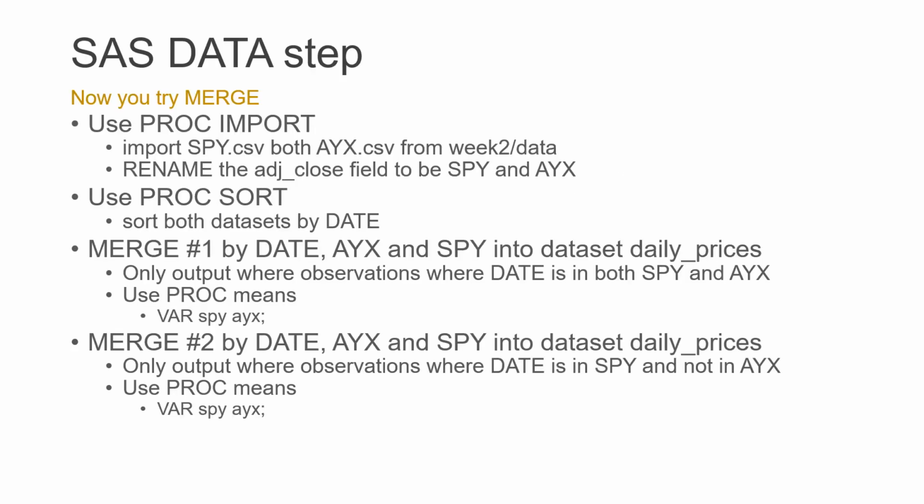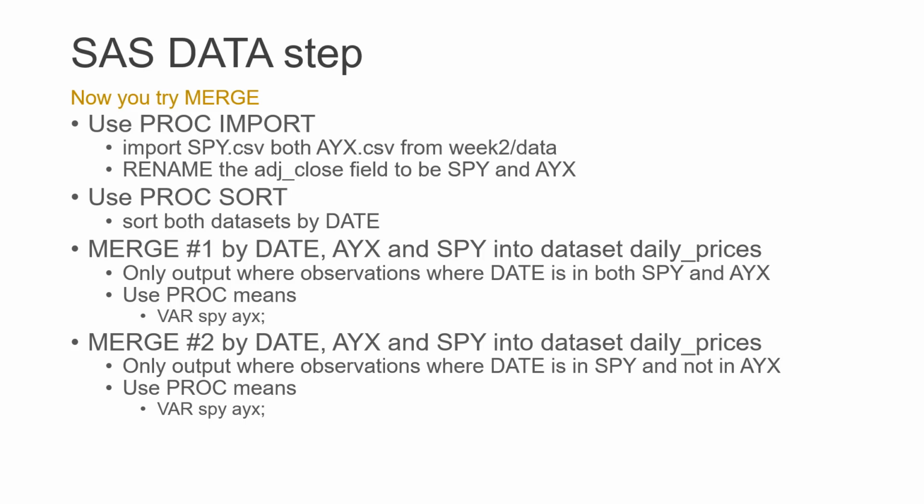Next, take a look at DataStep merge. Just like I did in the example earlier, use proc import to import both SPY and Alteryx from our week 2. One way to do this is to rename the adjusted close field on import. That's a useful way to do it. You can also do it at the DataStep portion. Use proc sort to sort both data sets by date. That's a prerequisite for merge.